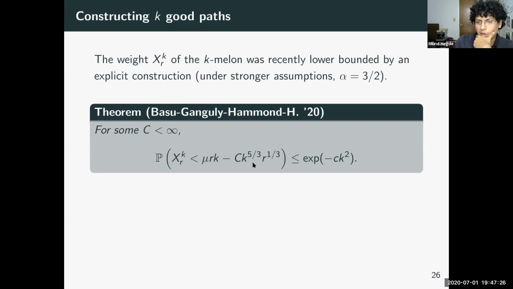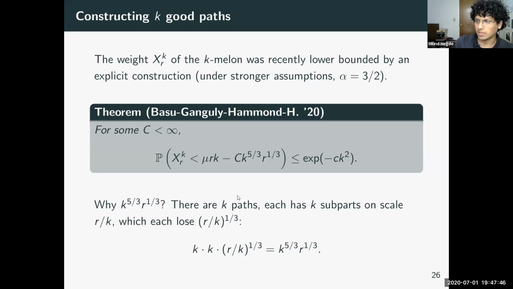So the weight loss is going to suffer as a function of k, is k to the 5/3 times r to the 1/3. So as a function of r, it's the same as the single path's weight, but as a function of k, the exponent is 5/3. And the way to kind of see this heuristically is that there are k paths, right? Each of them has k subparts on scale r over k. Just like in the previous discussion, we looked at the scale r over k, in which case it has k subparts. And each of those k subparts loses (r over k) to the power of 1/3 typically. So then you just multiply k paths times k subparts times loss per subpart, and it's k to the 5/3 times r to the 1/3.